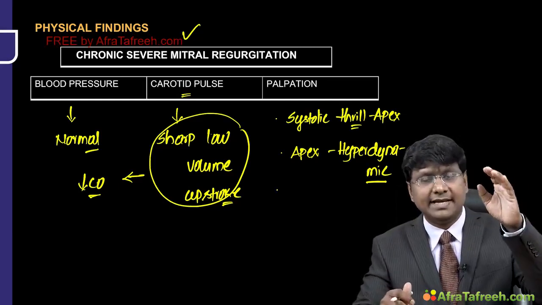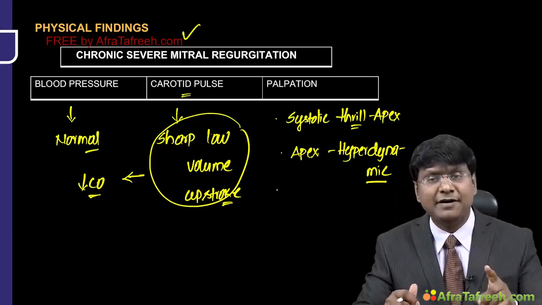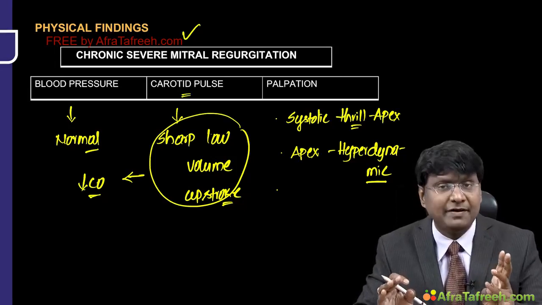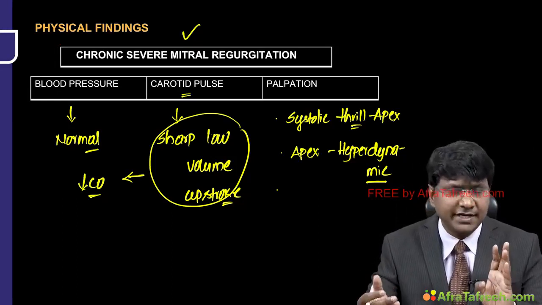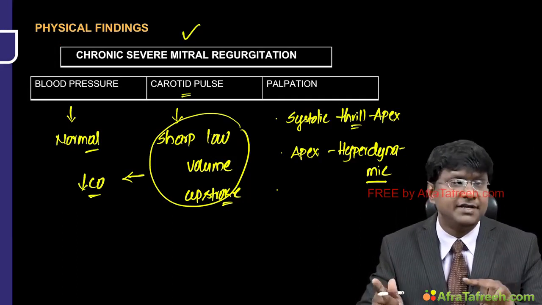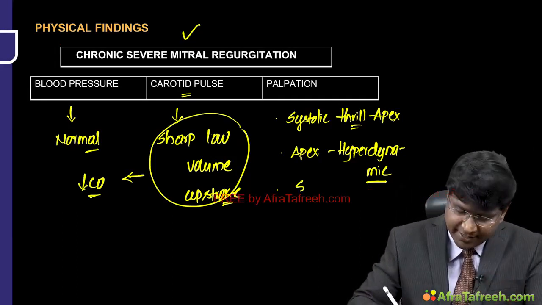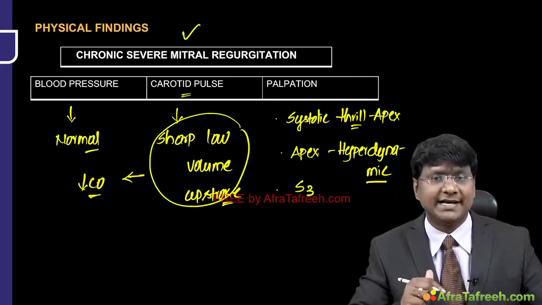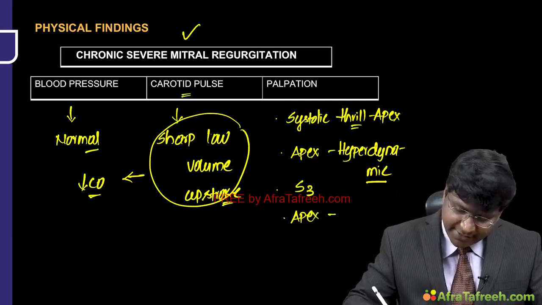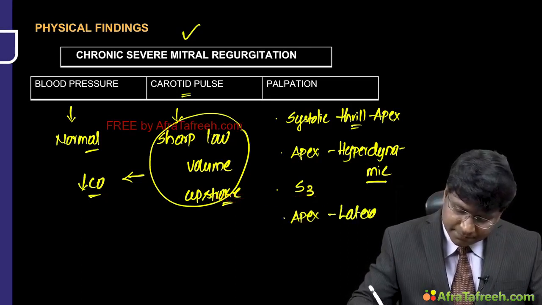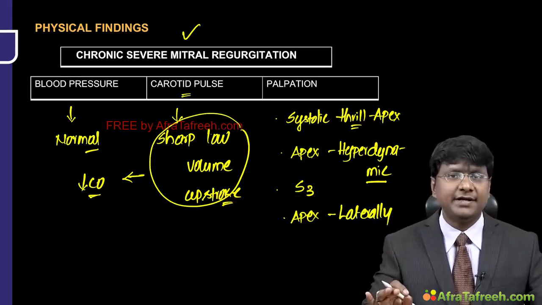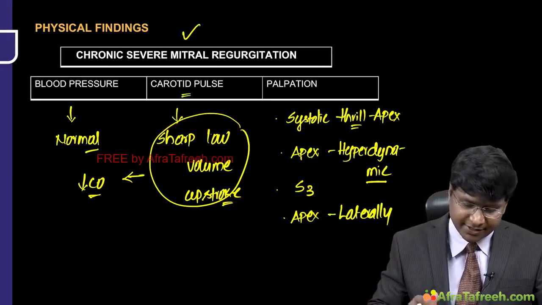Why? Because the LA pressure is high, so there is first rapid filling, and that rapid filling is because of increased volume of the blood in the left atrium, because the left atrium has pulmonary venous as well as the MR blood. So thereby you will have a palpable S3 as well. And how will be the apex? The apex is shifted down and out. The apex is shifted laterally. So these are the palpatory findings that you will come across in patients with mitral regurgitation.